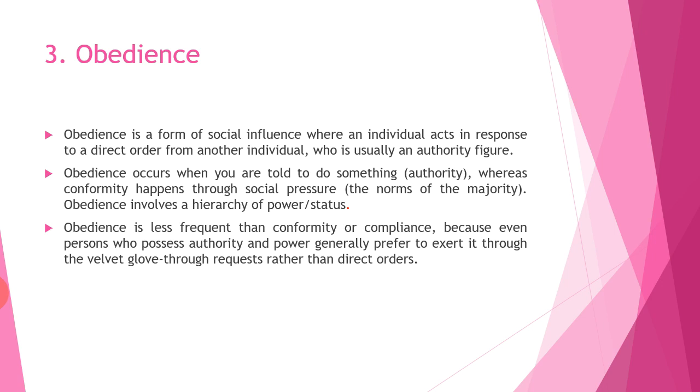So obedience occurs when you are told to do something by the authority, whereas conformity happens through social pressure, and obedience involves a hierarchy of power or status. But we can see that obedience is less frequent than conformity or compliance nowadays, because even persons who possess authority and power generally prefer to exert it through the velvet glove, through request rather than direct orders.